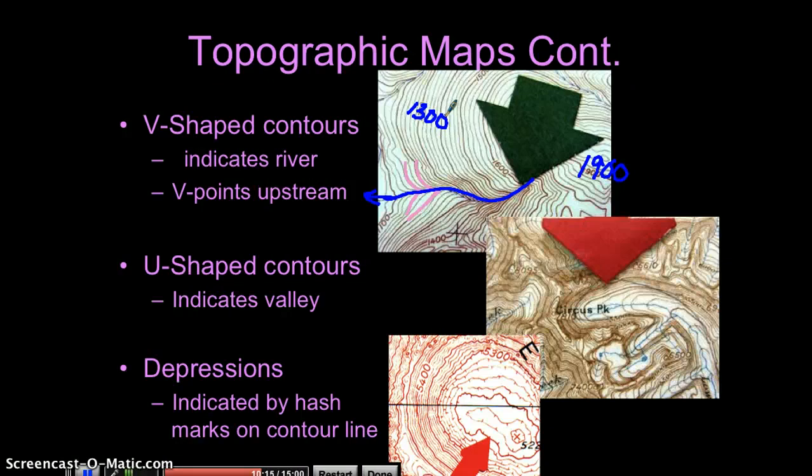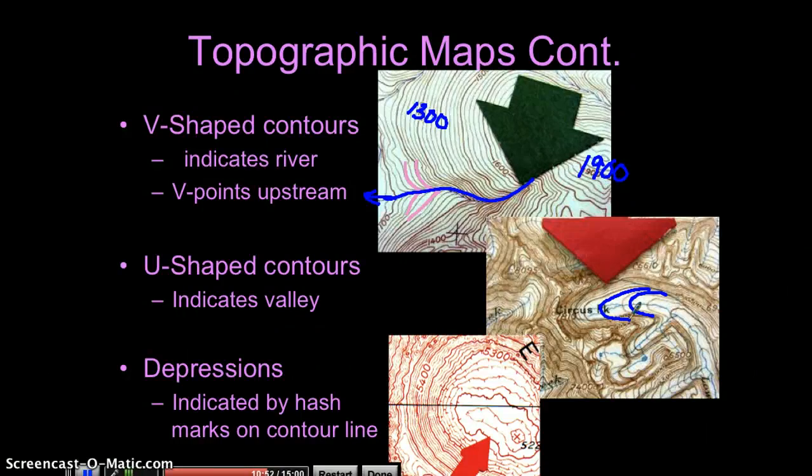Another feature you can find on a topographic map is a U-shape contour. U-shapes generally also have a river flowing as well. You can see the river here, but they're made much differently. The V-shaped contours are formed by rivers and erosion of rivers, whereas the U-shaped, here you can see the U, those are formed from glaciers. Glaciers have made those.